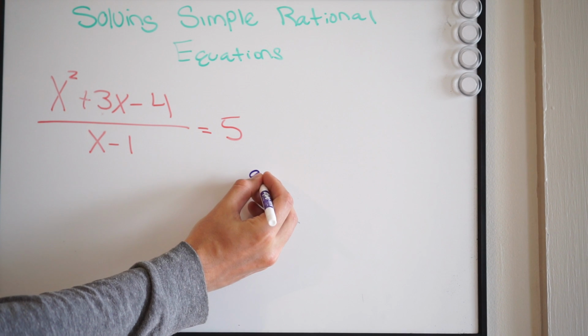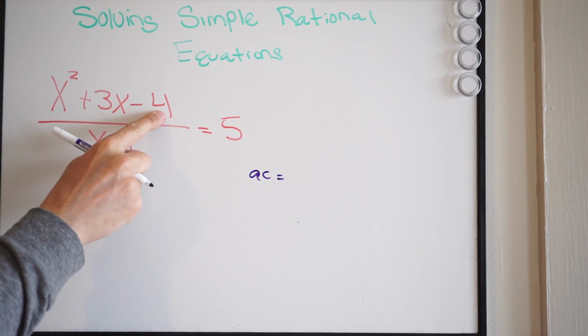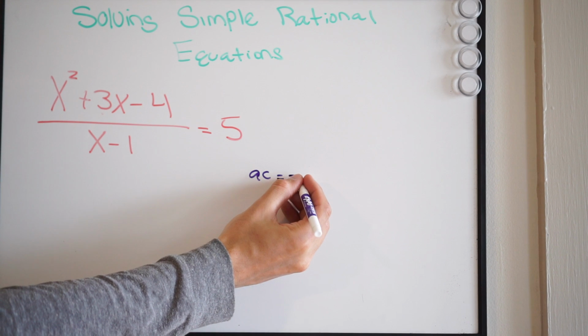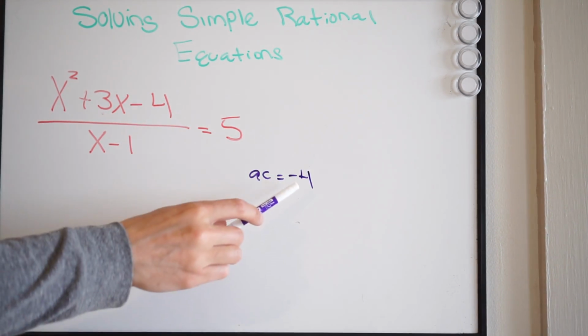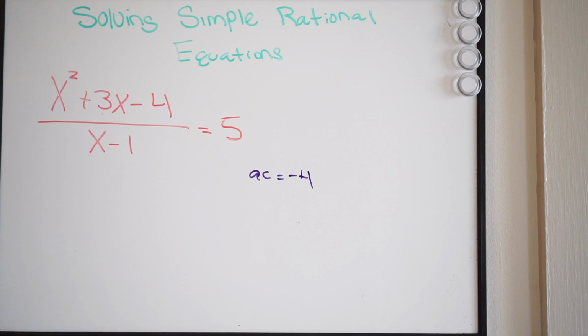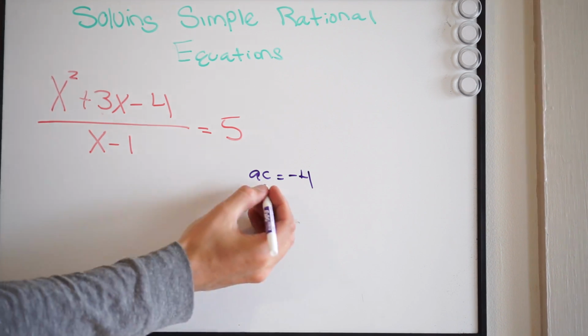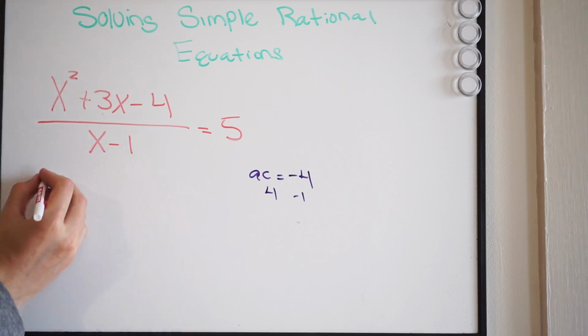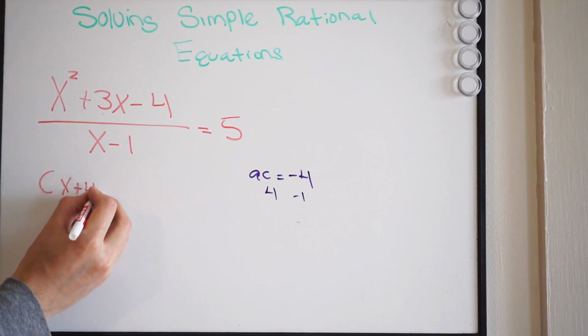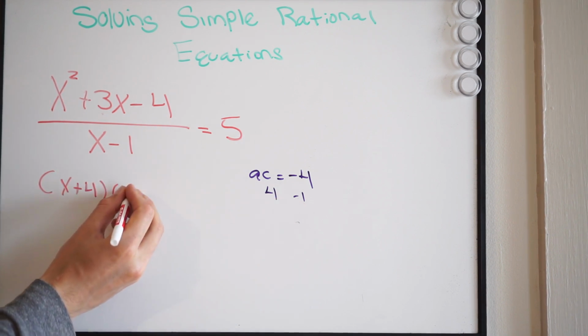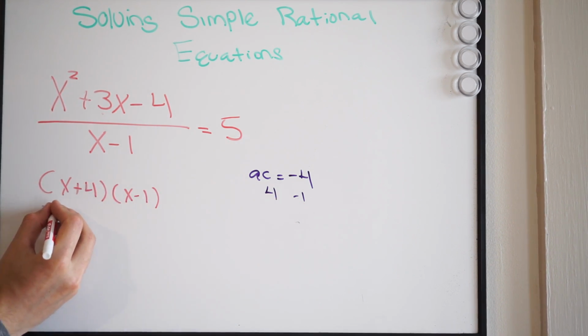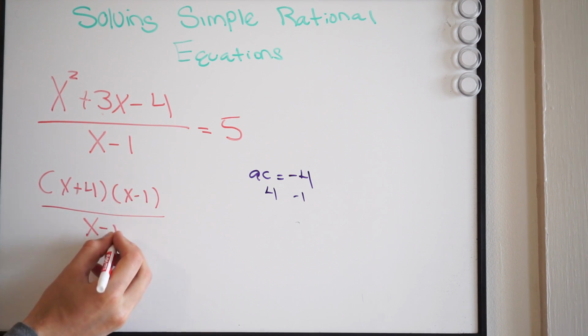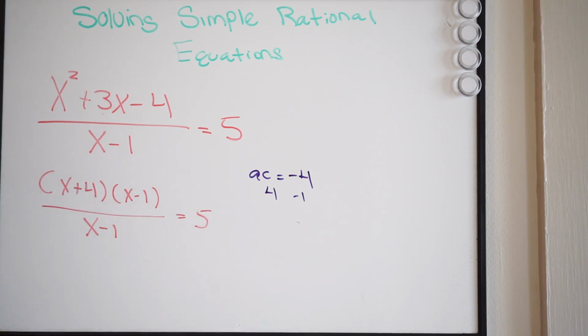So if I do A times C here, I get 1 times negative 4, which is negative 4. What two numbers when I multiply are going to be negative 4, but add up to positive 3? Well, that will be 4 and negative 1, right? My A value is equal to 1, so I can put it right into factored form. So on the top now, I have x plus 4, and then x minus 1. And then I have this all over x minus 1 equal to 5.